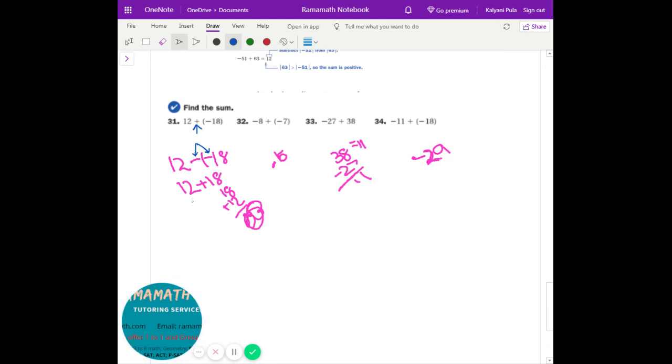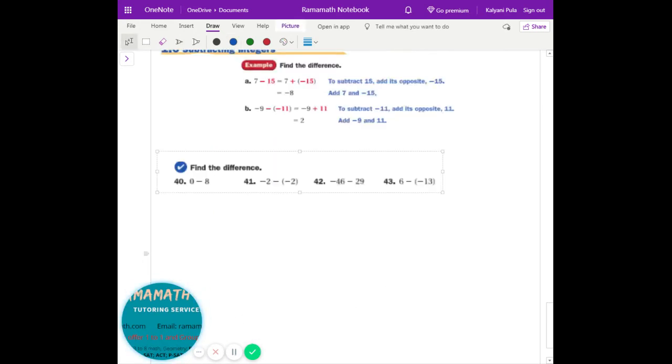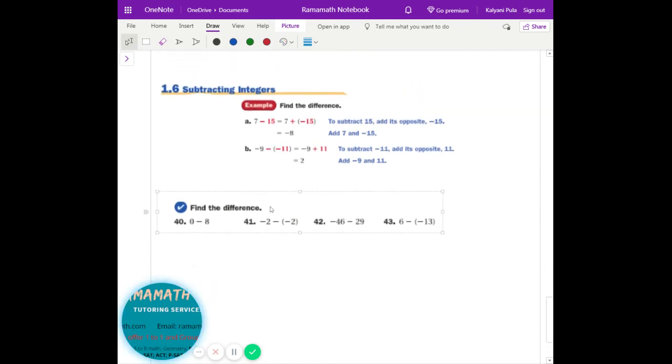See that? Do you see that? So it's one positive, one negative. It's basically a multiplication, so it's negative. So 12 minus 18, that's negative 6. Okay. And then this one is good. This one is good. That's both negatives, so you add them. That's good. Pretty good. All right, let's try these two questions based on this, subtracting integers.